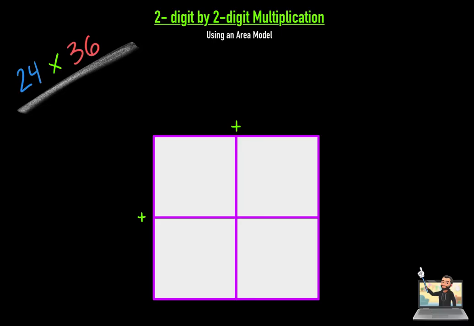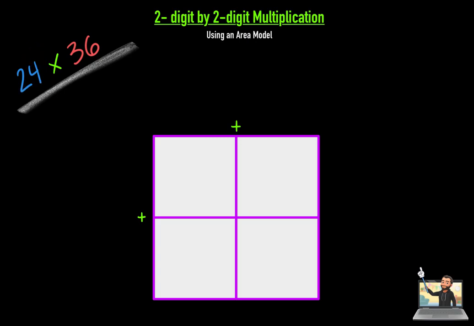All right, today we're going to talk about multiplying a two-digit number by another two-digit number, and this time we're going to use something called an area model. So let's start here first. I've got my number 24.